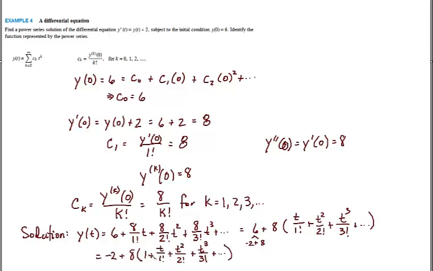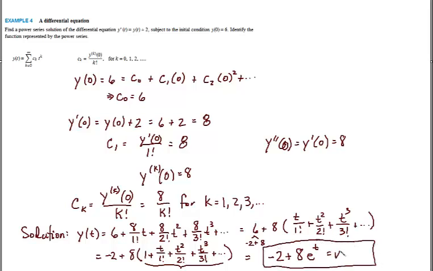And then that way I could get a 1 in here. Now this is really nice because this is just my Taylor series approximation for e to the t, so I can say that my general solution is equal to negative 2 plus 8 e to the t. And that was pretty sweet. Let me go ahead and say that equals y of t. Pretty.